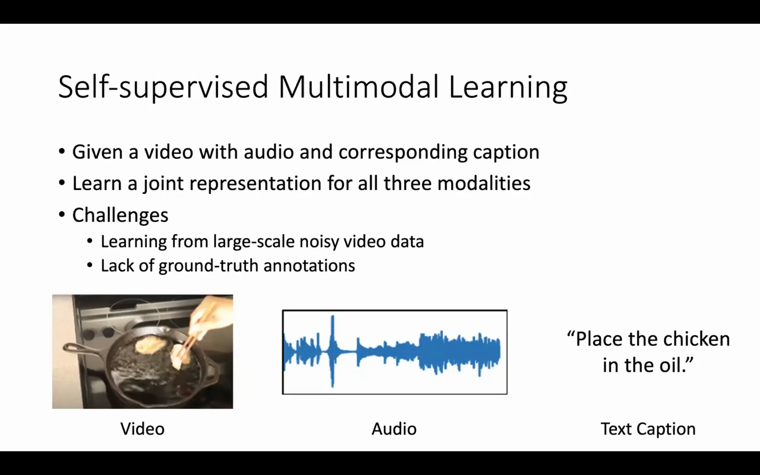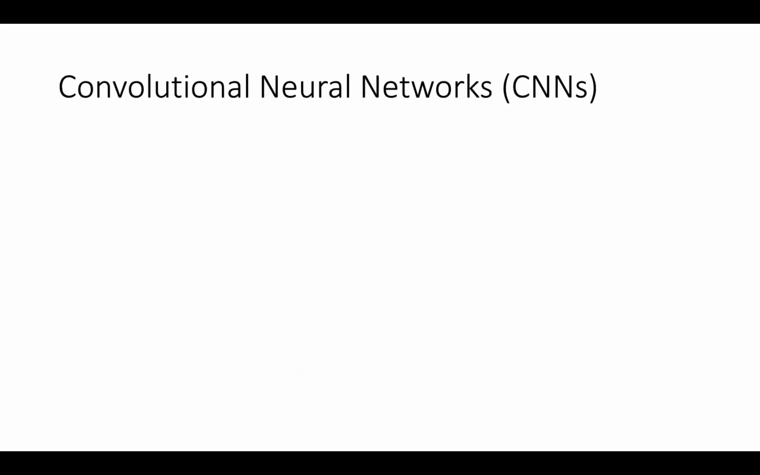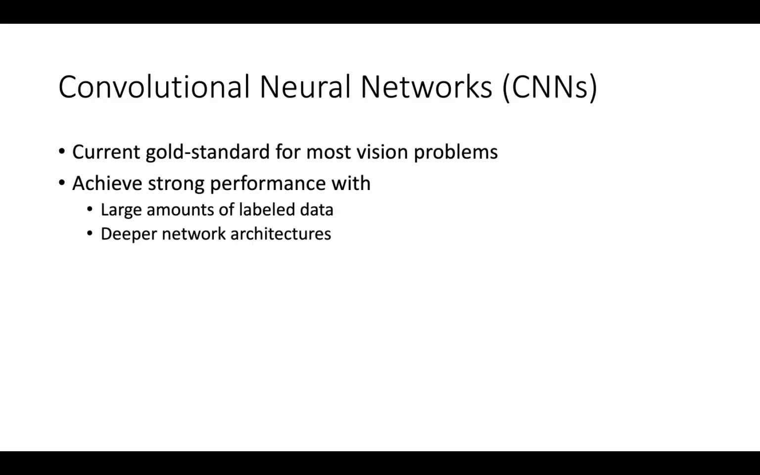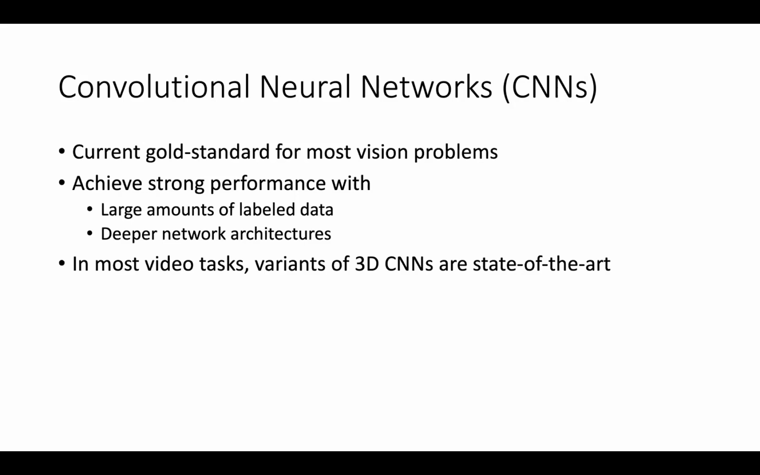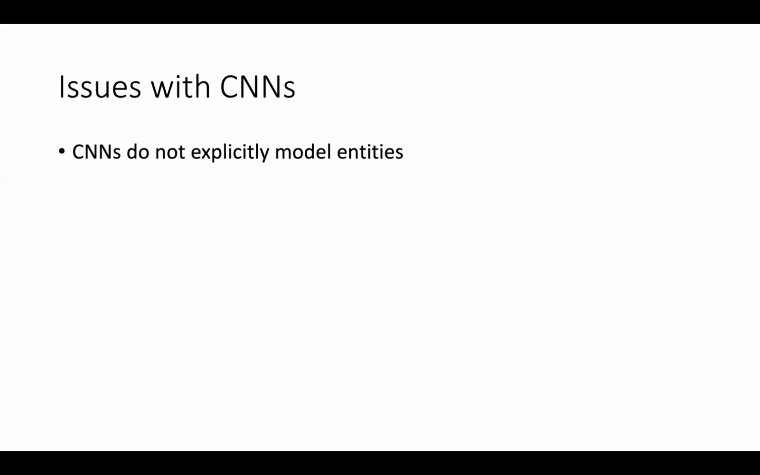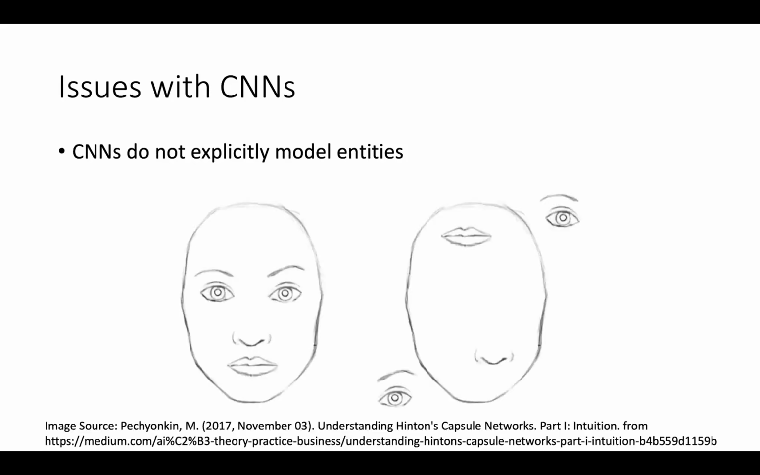So now that I've talked about the problems, I'm going to talk about how they're conventionally solved using convolutional neural networks. So that's the current gold standard for most vision problems. CNNs have been shown to achieve strong performance with large amounts of labeled data and with very deep network architectures. And in most video tasks, some variant of a 3D CNN tends to achieve state-of-the-art results. However, there are some issues with CNNs. Specifically, that CNNs do not explicitly model entities within an input. So to illustrate this, we have 2 images here.